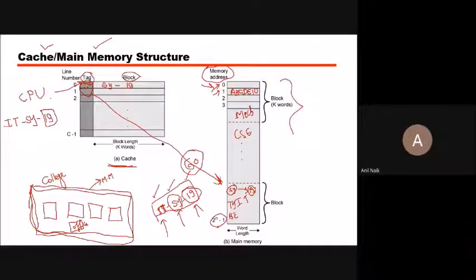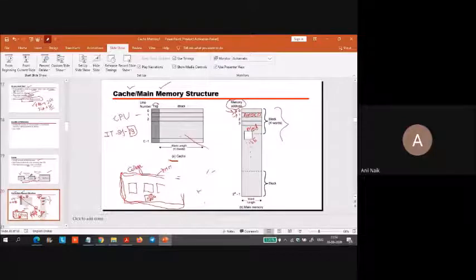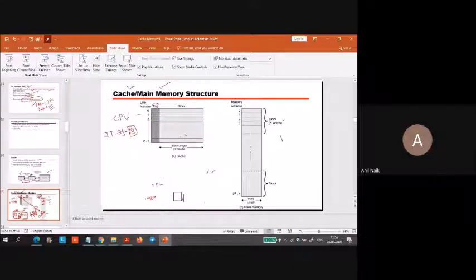First it will search in the cache memory. If the data is not available in the cache memory, then it will come to the main memory. So that's why these fields, the tag field and all, are very important. I hope you understood the concept. Here you can see there is a block of words.